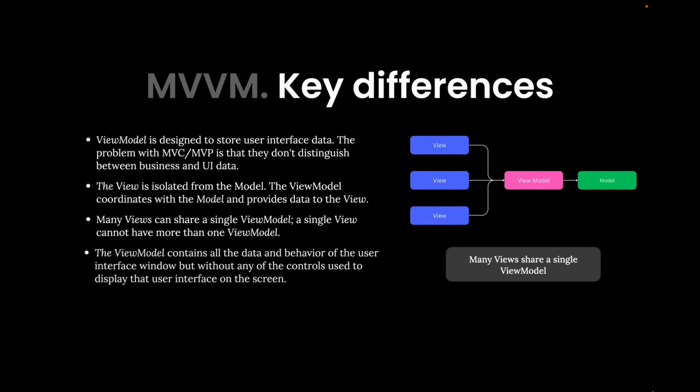The view model contains all the data and behavior of the user's interface window, but without any of the controls used to display that user interface on the screen. When the view model detects changes to the view, it updates its own state with two-way data bindings. If the model needs to be updated, view model modifies the model directly. Now let's look at the trade-offs of this pattern.